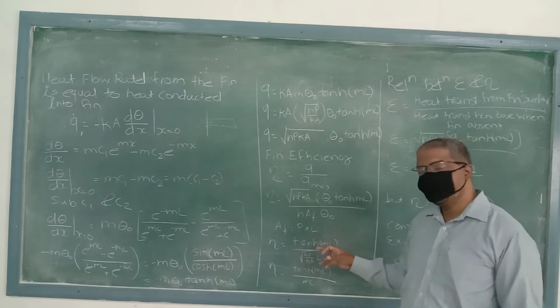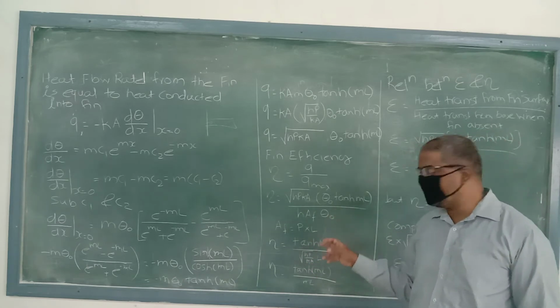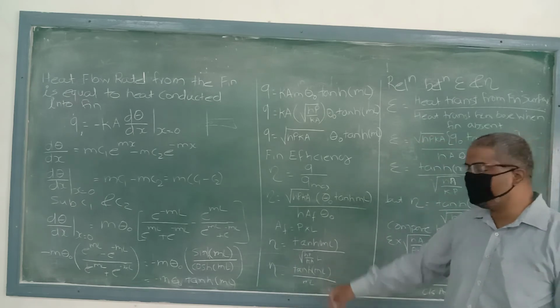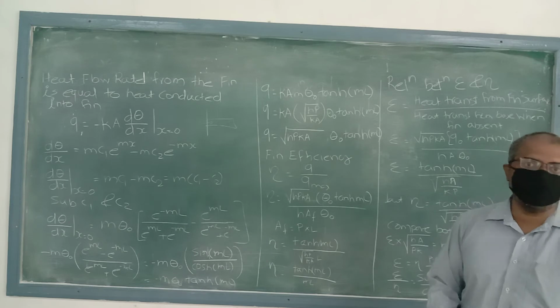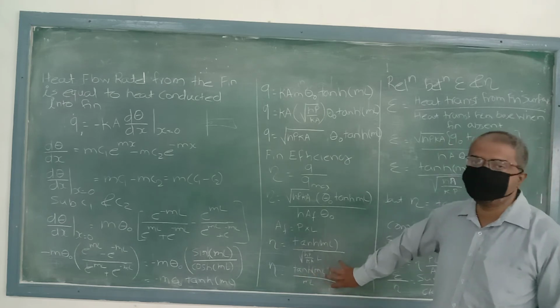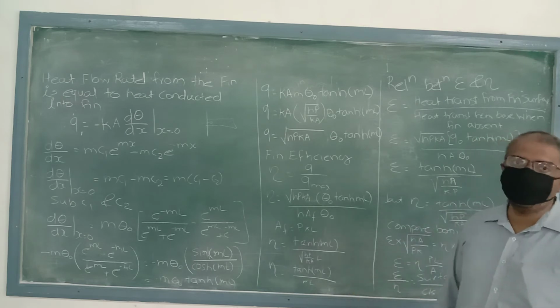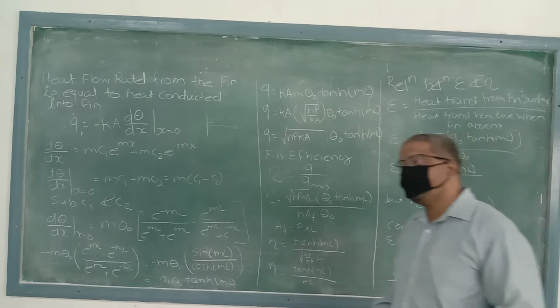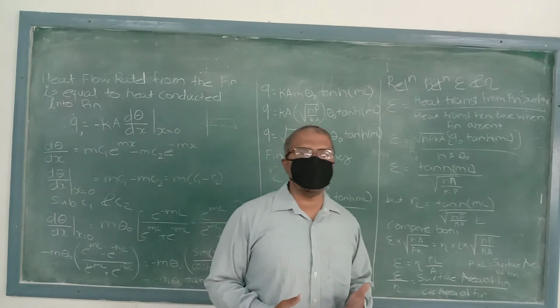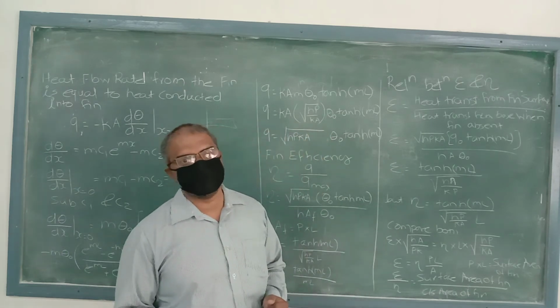So after substitution and cancelling the terms, we are getting the efficiency of the fin is equal to tanh(ml) upon ml. And this is the efficiency of the fin. Next part, we are going to discuss the relation between the effectiveness and the efficiency.